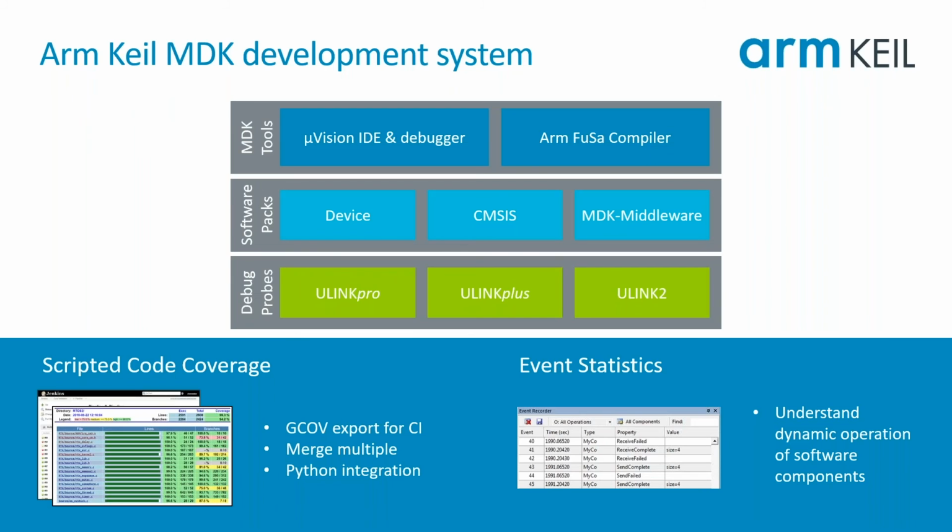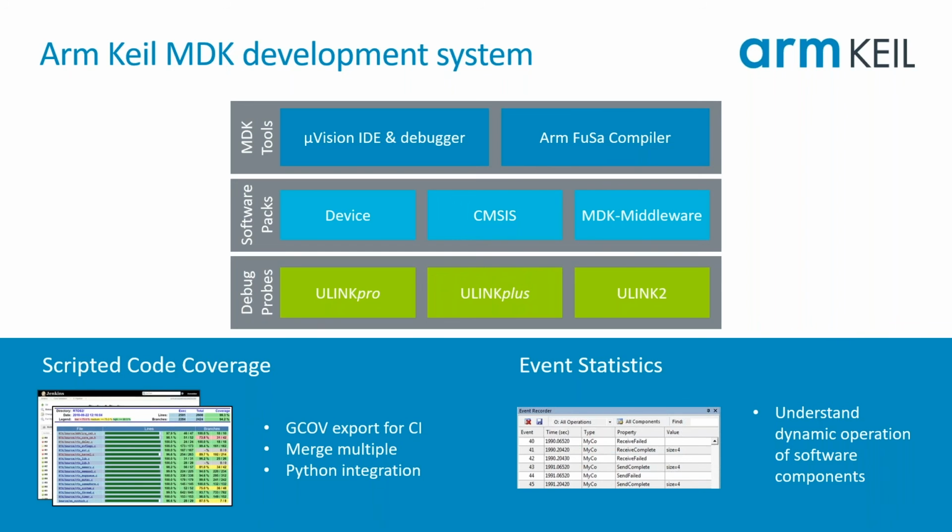Keil MDK is a comprehensive software development solution for ARM-based microcontrollers and includes all the components that you need to create, build, and debug embedded applications. Software packs add device support and software components that you can use as building blocks for your application. They may be added at any time, making new device support and middleware update independent from the toolchain. They contain device support, libraries, middleware, board support, code templates, and many example projects.